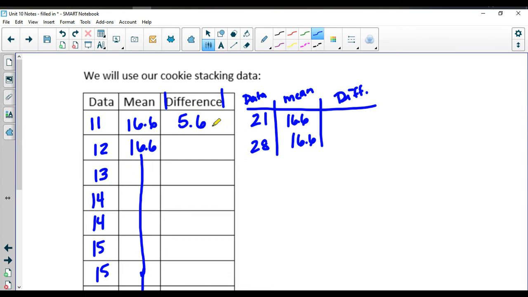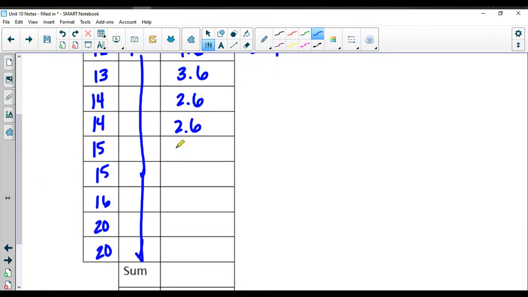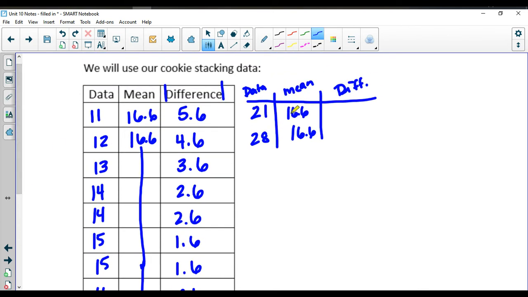So for the first one, I get a difference of 5.6. When I do 12 compared to my mean, my difference is 4.6. And 13 is going to be 3.6. And 14 is 2.6, and that's a duplicate. And then 15, we have 1.6, and that's a duplicate. And 16, we have 0.6. And for 20, we have 3.4, and that's a duplicate. And then for 21, we had a difference of 4.4. And for 28, we actually have a difference of 11.4.